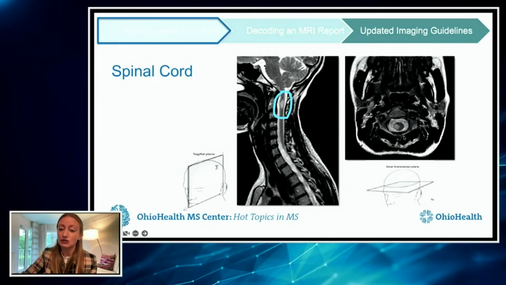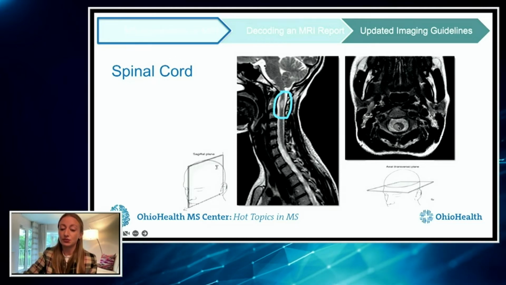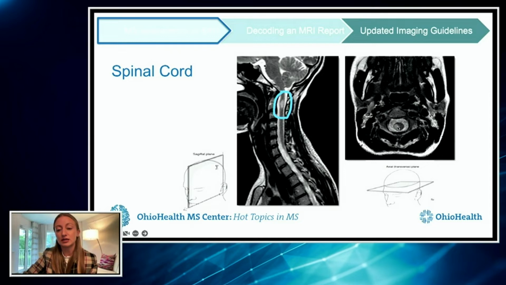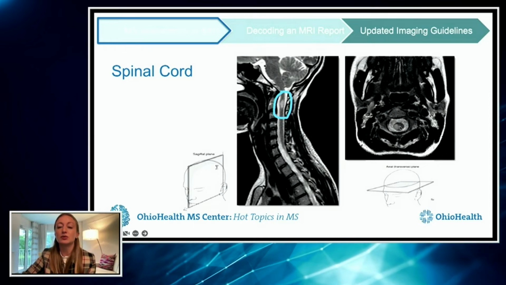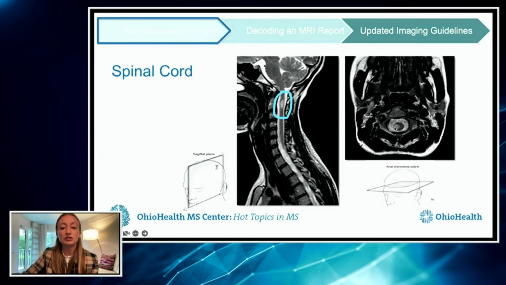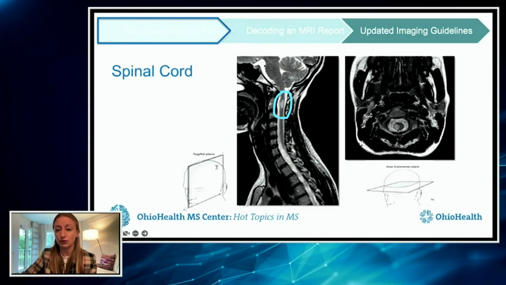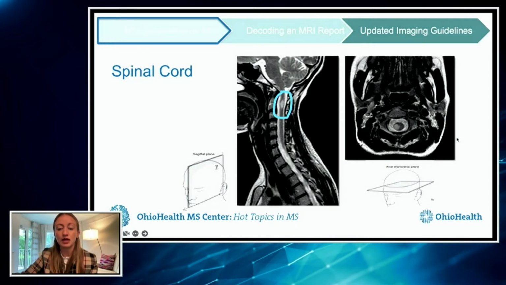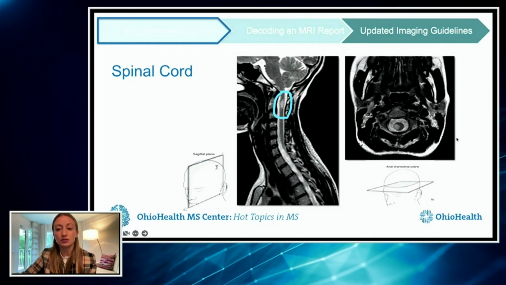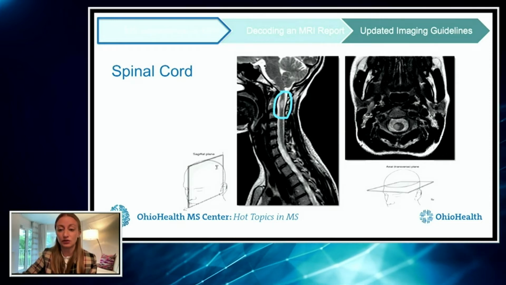And this is classic for MS because MS affects the white matter, which is in the side of the spinal cord and the back of the spinal cord. So usually the spots from MS will be in the peripheral cord. And these lesions in the spinal cord will also have contrast enhancement if they're active.